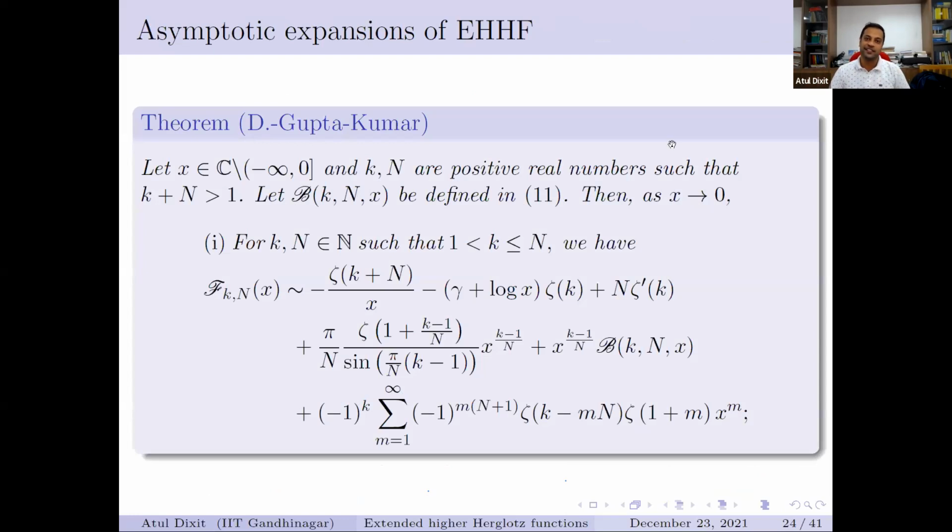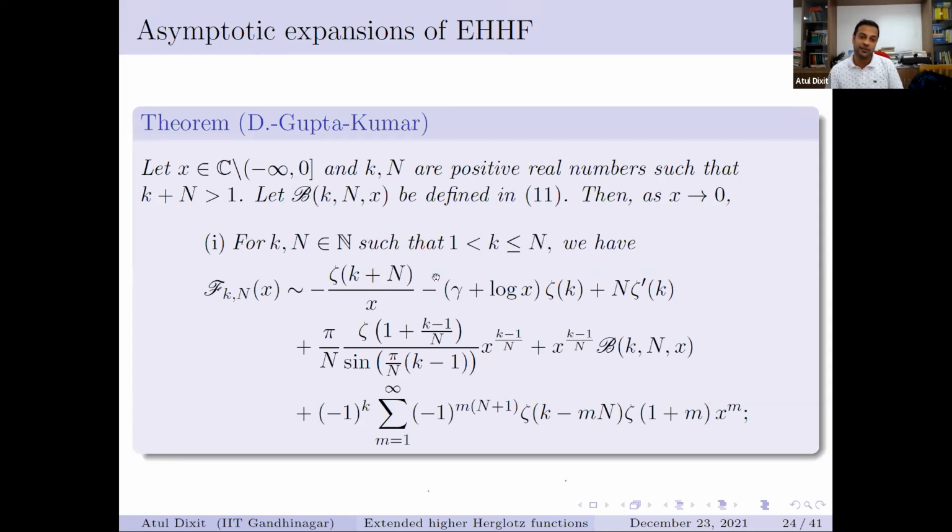Why are these extended higher Helmholtz functions or their functional equations important? They can be used to calculate asymptotic expansions not only of themselves, but also of generalized Lambert series. Here is one such. For the extended higher Helmholtz function f_{k,n}(x), where k and n satisfy these conditions, if you let x tend to 0, this is the full asymptotic expansion that one gets using these functional equations.